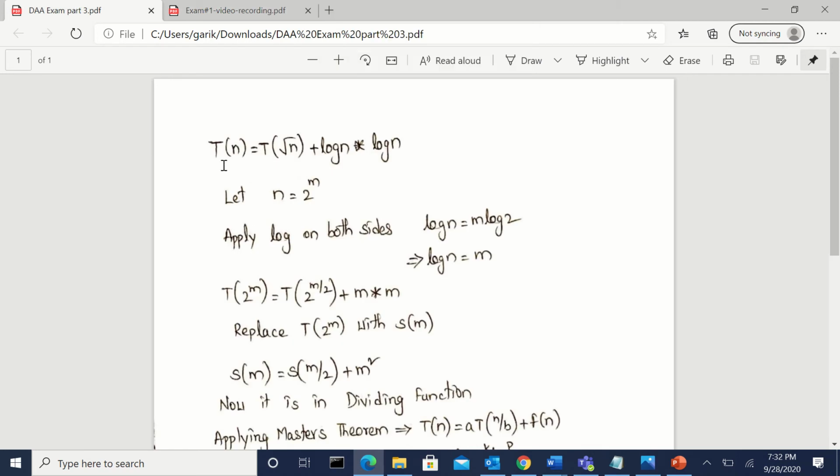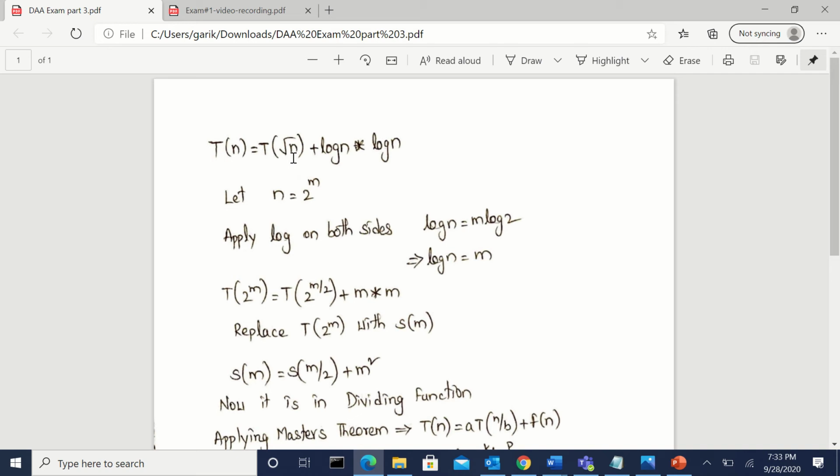Here the function is T(n) = T(root n) + log n * log n. We can clearly say that it is a root function since it contains root n. When we see these root functions, in order to solve them, first we have to convert these root functions into dividing functions.